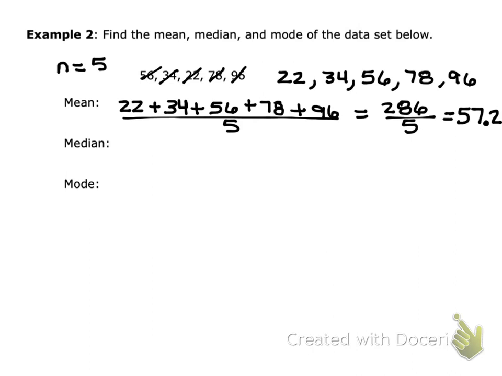Our median, because we have an odd number, it's going to be that number that's directly in the middle, so 56. And our mode is any number that has the greatest frequency. In this case, there are no numbers repeated, so we just say no mode.